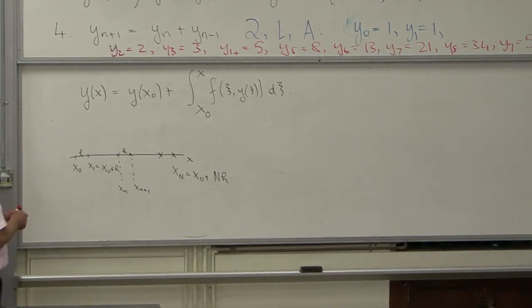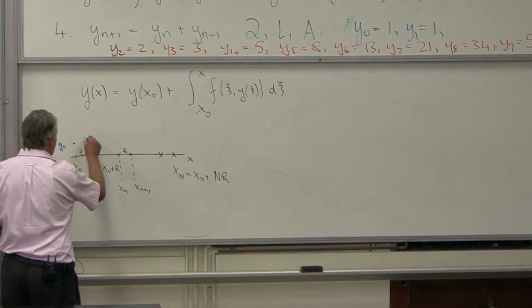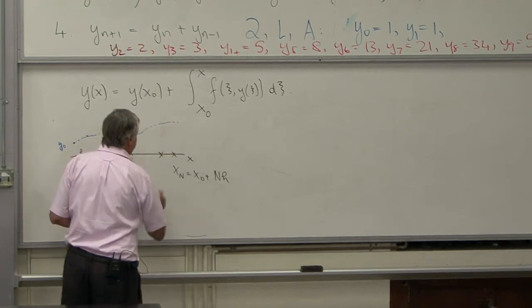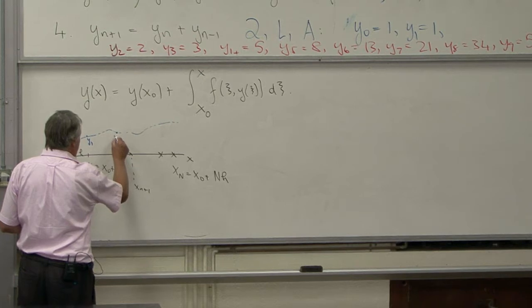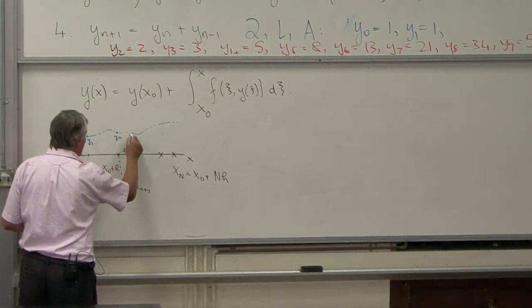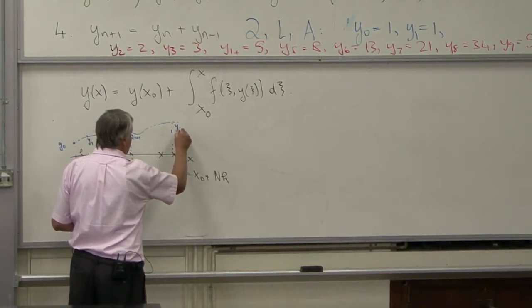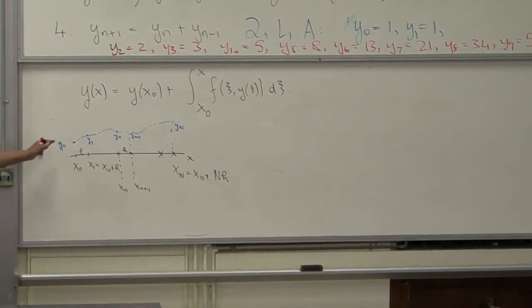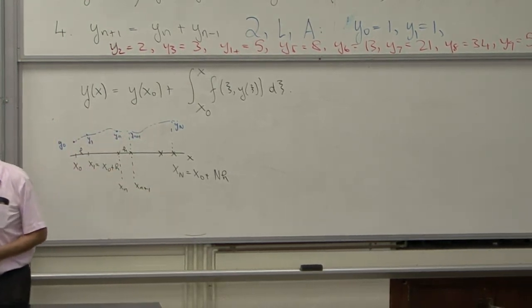Now imagine the solution. This is the y0 given to you. The y1 might be here, so the solution might be something like this. So this would be y1. This would be the point yn. This would be the point yn plus 1. And this here would be the point yn, this height here. Okay, so I've just drawn a graph of the solution between x0 and x capital N.